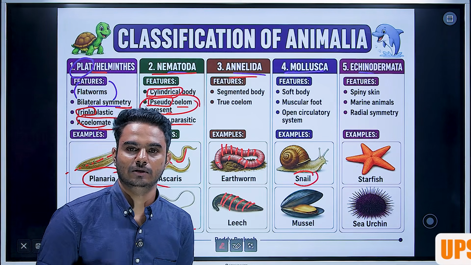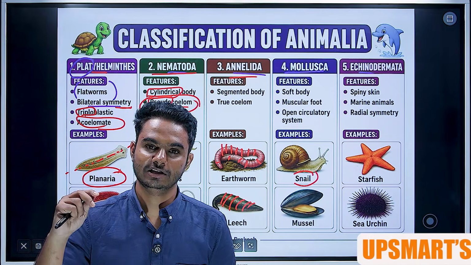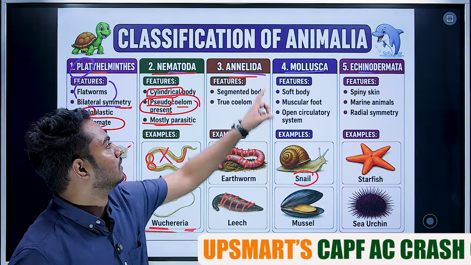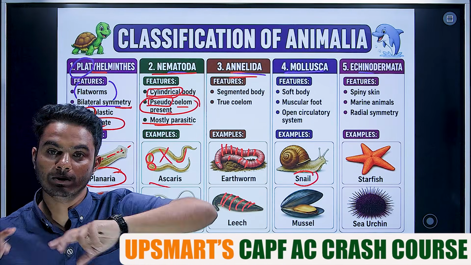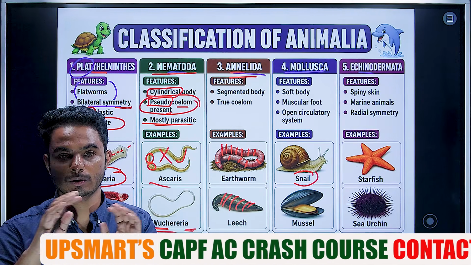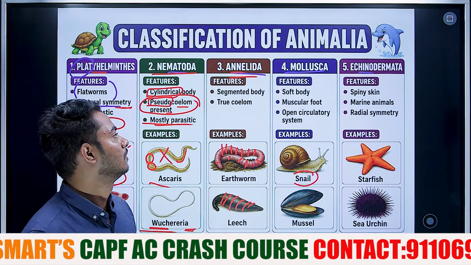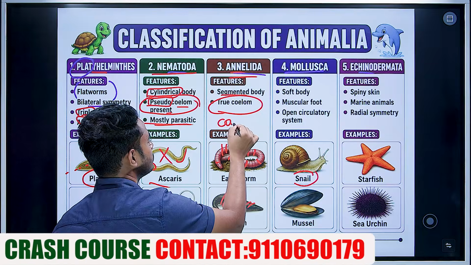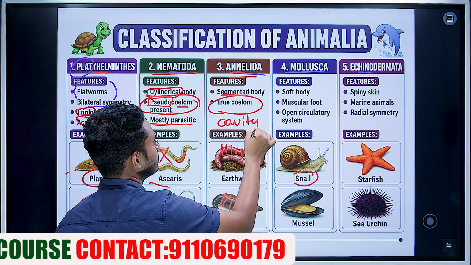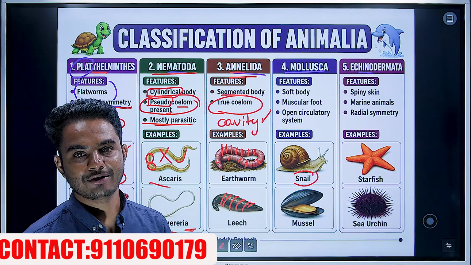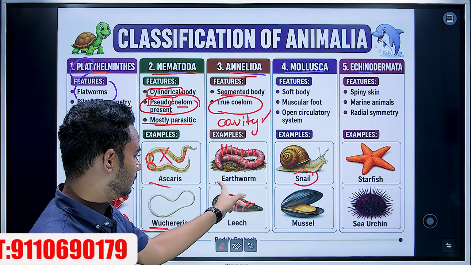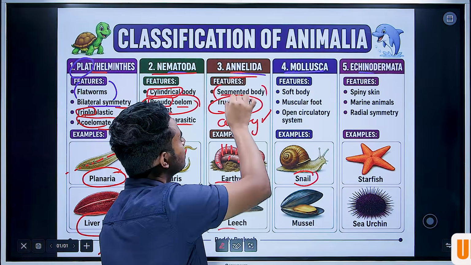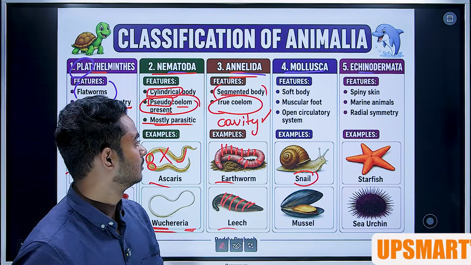So what the biology forefathers did for the classification is, whatever are segmented, they kept under Annelida. Whatever are not segmented but with a smoother body, they kept under mollusca. Easy. Segmented body, and they have the true coelom. Coelom means cavity. Earthworms and leeches are examples. Basic differences, concepts. You will remember it.